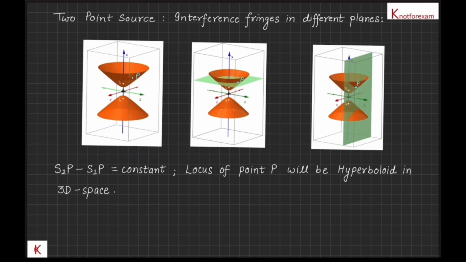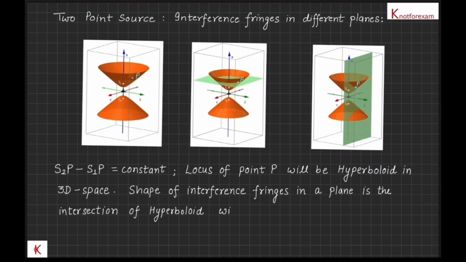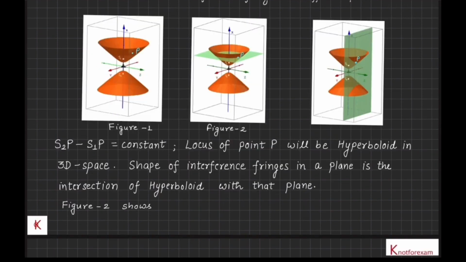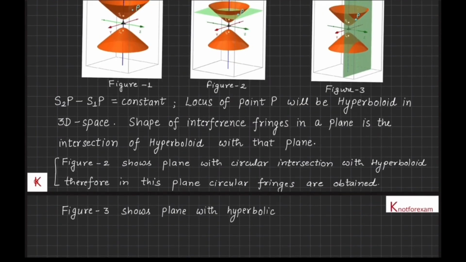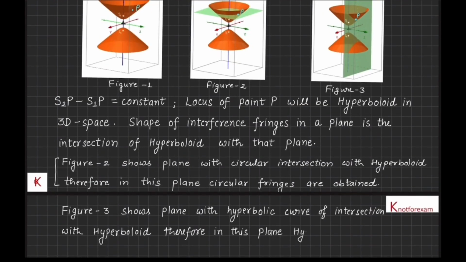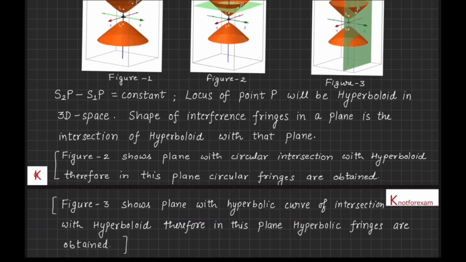By geometry, the locus of point P is hyperboloid in 3D space as shown in figure 1, and shape of interference fringes in a plane is the intersection of hyperboloid with that plane. Figure 2 shows a plane with circular intersection with hyperboloid, therefore in this plane circular fringes are obtained. Figure 3 shows a plane with hyperbolic intersection with hyperboloid, therefore in this plane hyperbolic fringes are obtained.